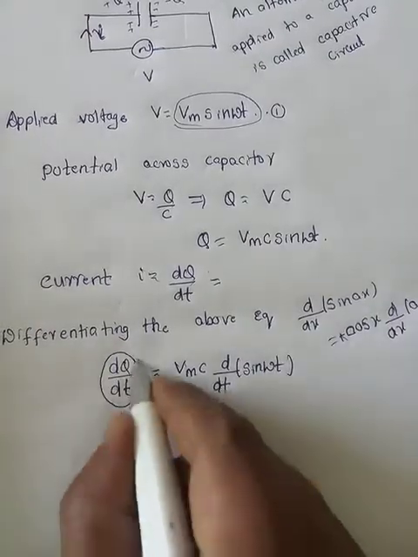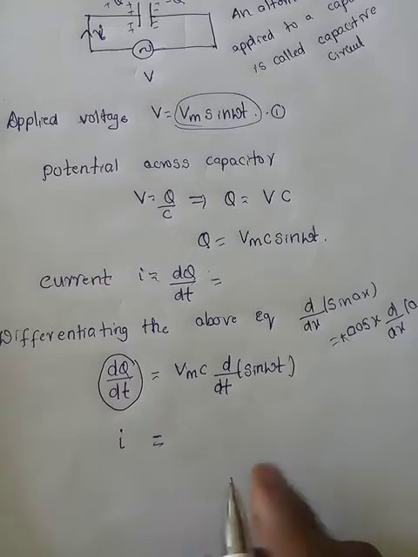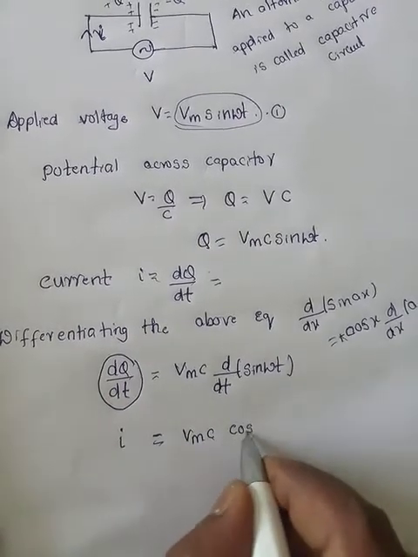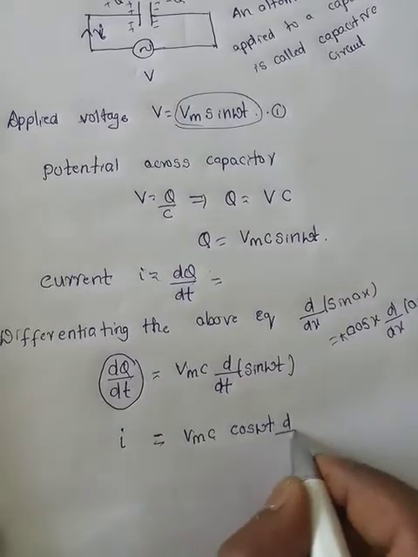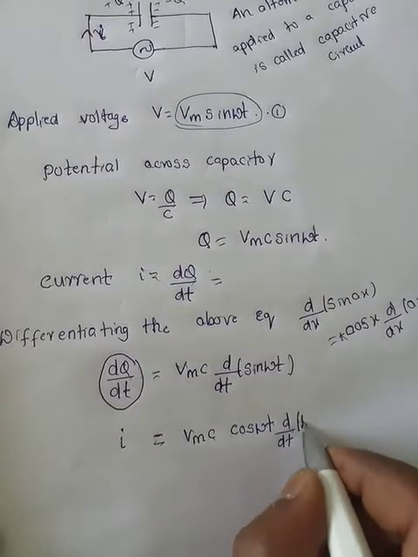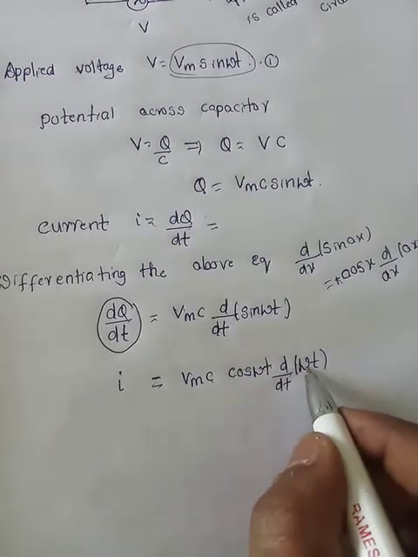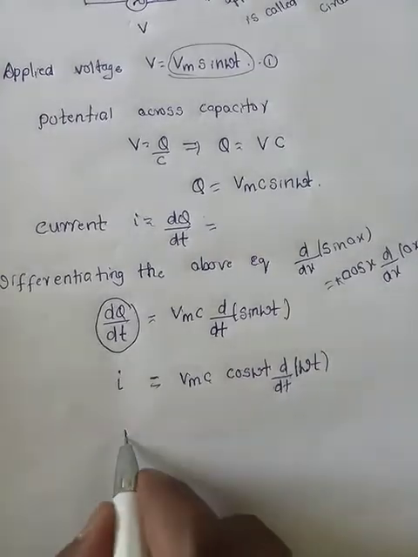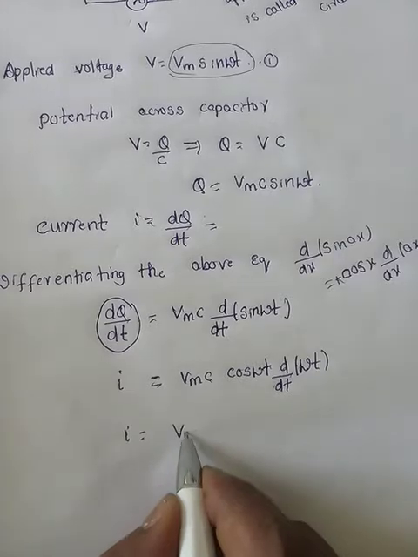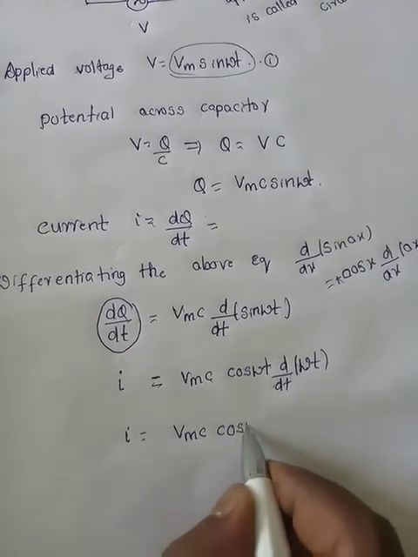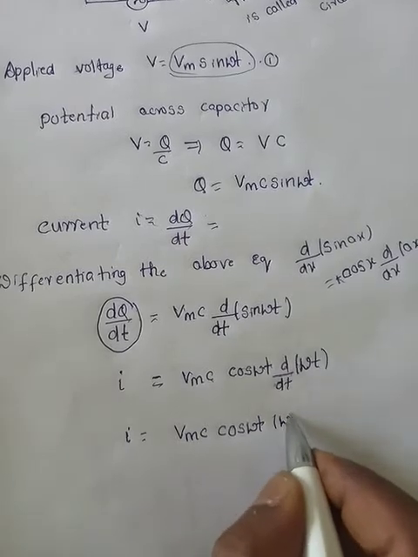The rate of flow of charge is considered as current, that is I. So I equals Vm C into cos omega t into again d by dt of omega t. What is d by dt of omega t? Omega is constant, d by dt of t is 1. So I can write this equation as I is equal to Vm C omega cos omega t.